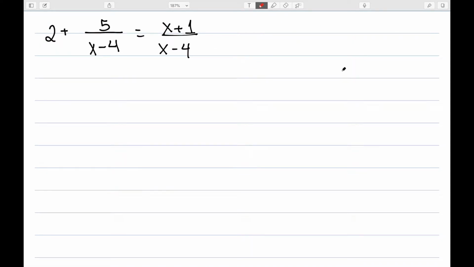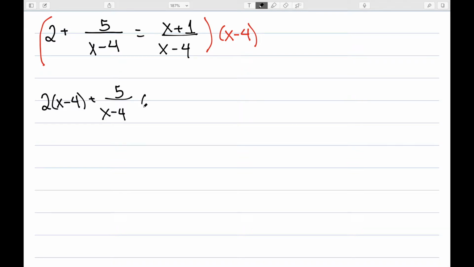My next example, 2 plus 5 over x minus 4 equal to x plus 1 over x minus 4. Once again, I don't need to factor here. And the only thing on the bottom of a fraction is an x minus 4. When I multiply, that gives me 2 times x minus 4 plus 5 over x minus 4 times x minus 4 equal to x plus 1 over x minus 4 times x minus 4.